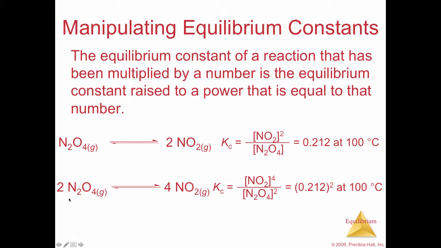In the case of this bottom reaction, if we multiply our equation by 2, we now have product NO2, and this time it's to the 4th power, divided by N2O4 squared, and our equilibrium constant is raised to whatever multiple was used, whatever was multiplied by the expression. In this case, we multiplied by 2, so that becomes our power.